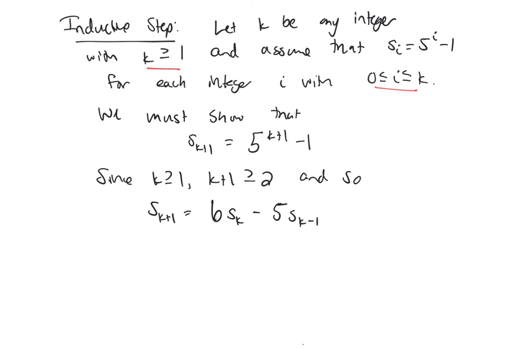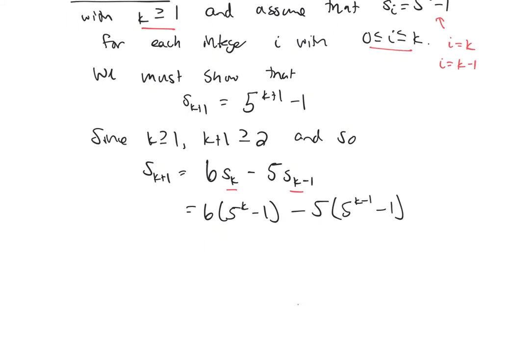And then you're going to use this formula right here for these two terms. First you're going to replace i by k, so you get 6 times 5 to the k minus 1, minus 5. And then you're going to replace i by k minus 1, so this will be 5 times 5 to the k minus 1 minus 1. And now we're going to simplify, and in the end, we want to get this thing right here.